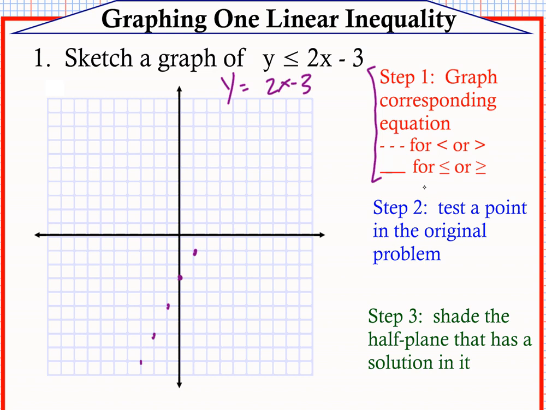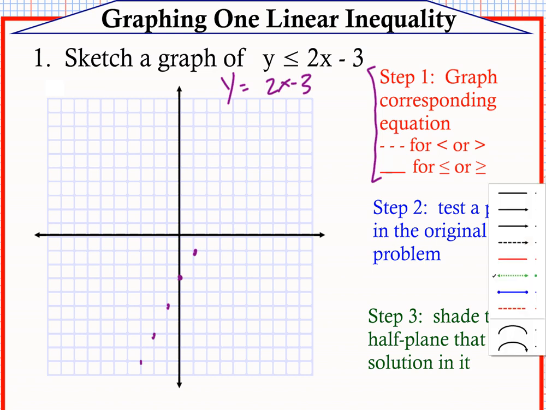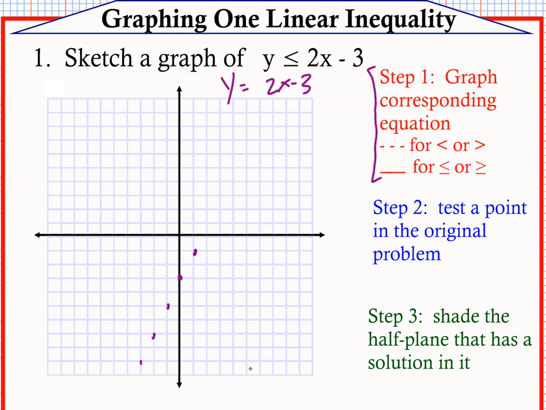We're going to use a solid line if we have a less than or equal to or greater than or equal to. Just like in our last unit, we used a closed circle for that type of inequality. And if we have a strictly less than or a strictly greater than, we are going to use a dotted line. So for this one, I'm going to use a solid line.